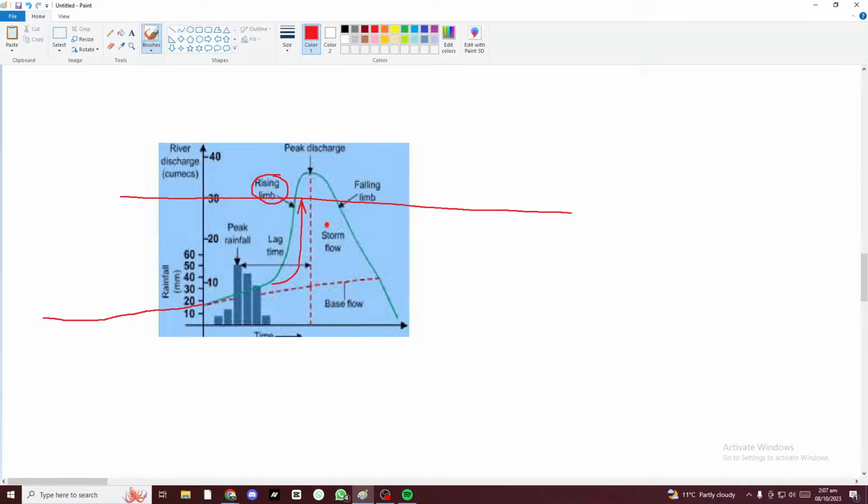So the peak discharge is just the maximum river discharge. So it is the quickest rate at which water was flowing through the river.